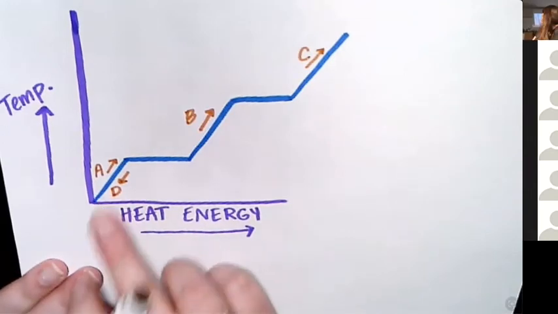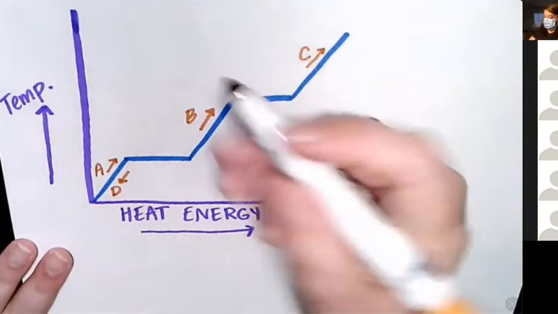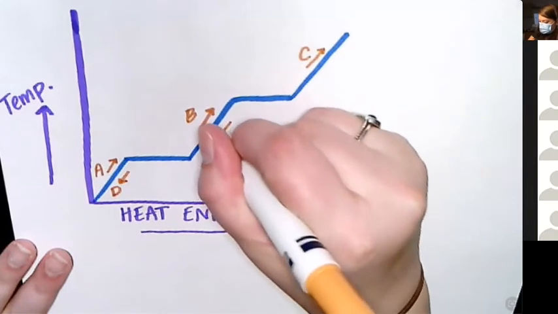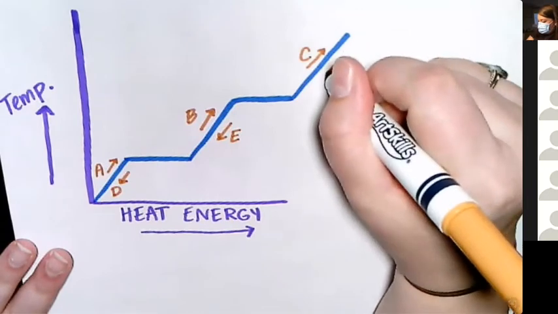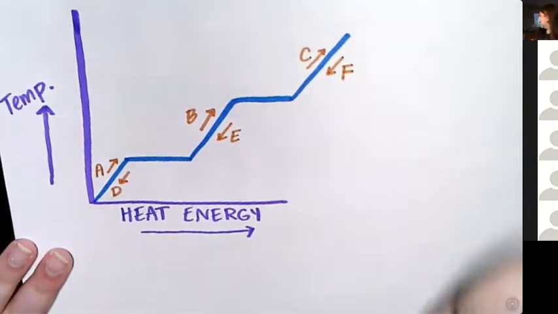That's D right there with an arrow down. That's E. That's F.